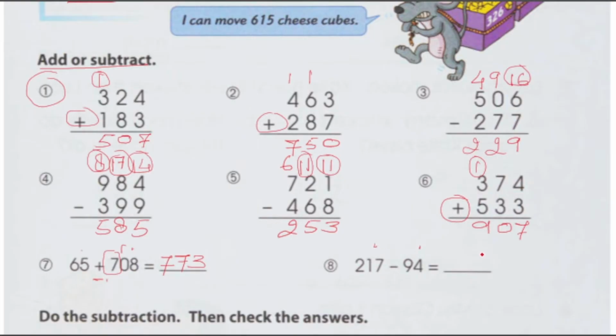Now 7 minus 4 is equal to 3. Now, we cannot subtract 9 from 1, so we'll borrow 1. It will become 11 and 2 will be reduced to 1. 11 minus 9 is equal to 2. Write this 1 over here because there is no 100 place number. So the answer is 123.